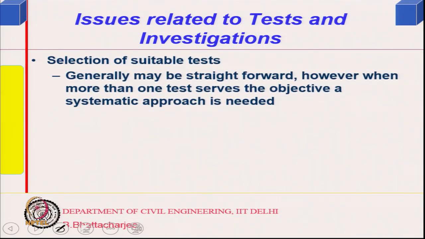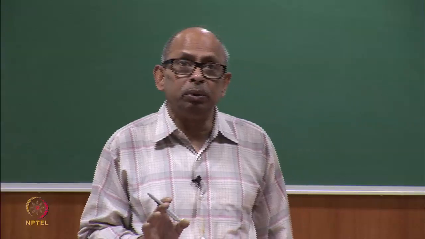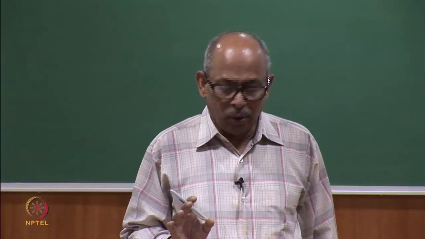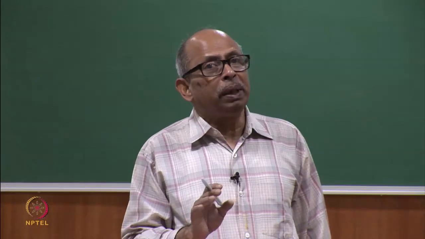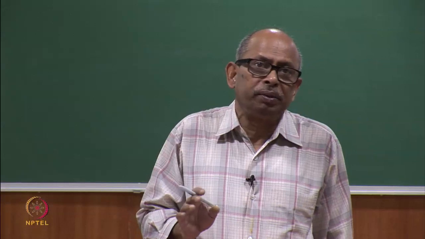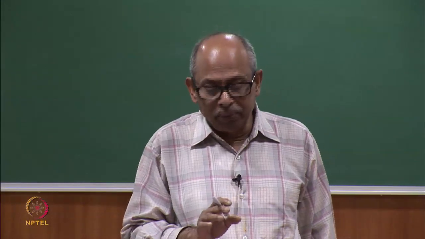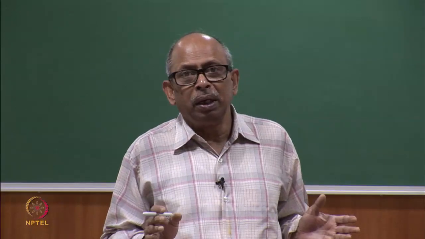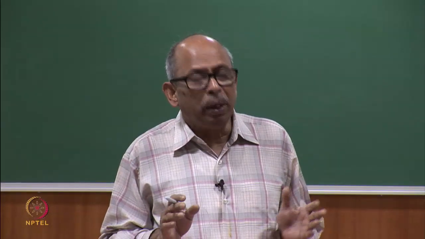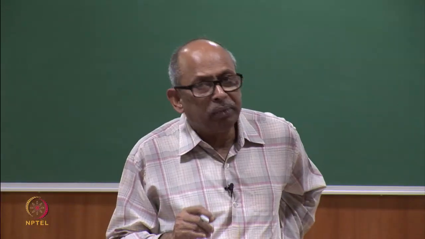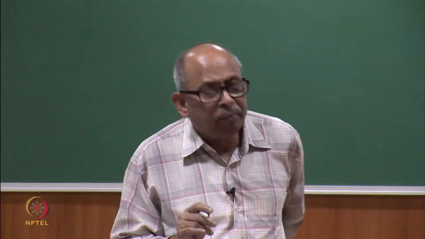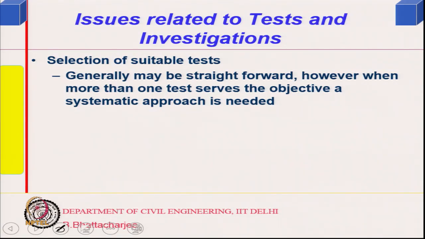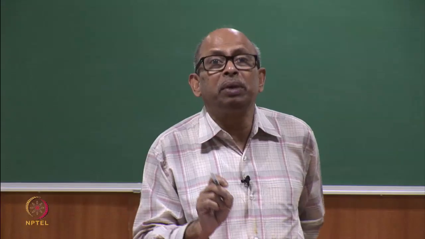Now, coming to tests. Selection of a suitable test could be straightforward. However, first, visual survey tells you the likely cause of the problem. The first is the objective. If there is no distress, no problem, but if there is some form of distress, then you visually observe the cracks, etc. Once you have done that visual observation, you have identified or made some good guess about the cause of the distress, then do the test specific to that particular one.